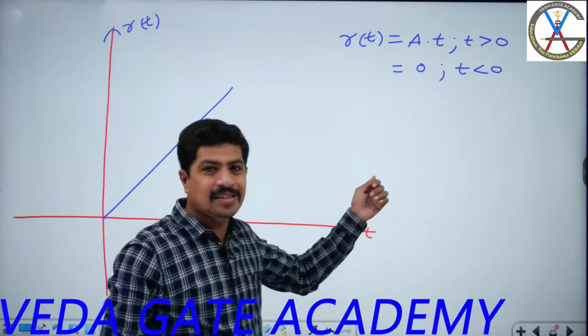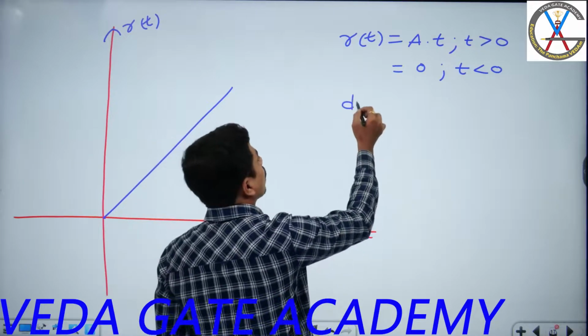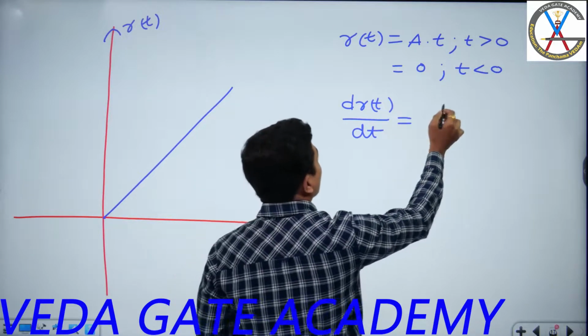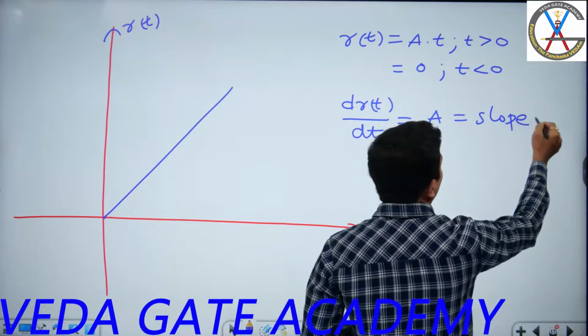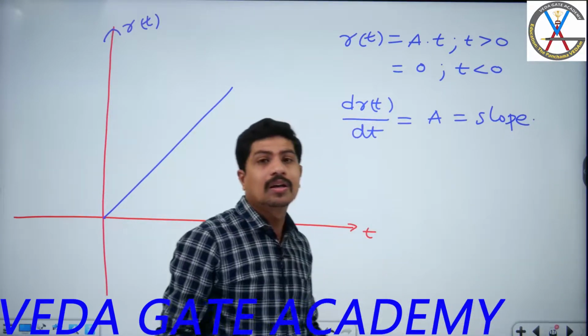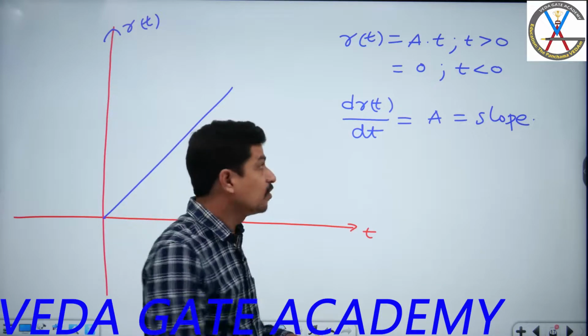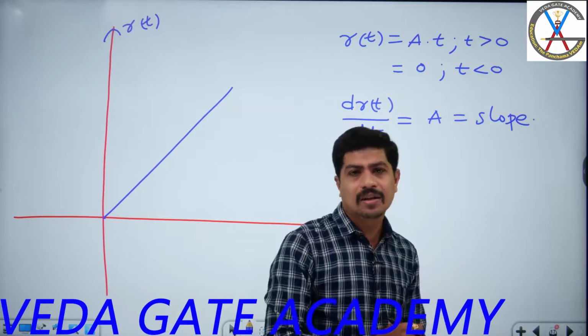Directly by looking, as it is a straight line, by looking at the constant we can say, or take the derivative, dr of t by dt. dr of t by dt is what? a is equal to slope. The derivative of a function will give the slope of that function at that instant of time if you substitute that time. Here slope is constant because it is a straight line.